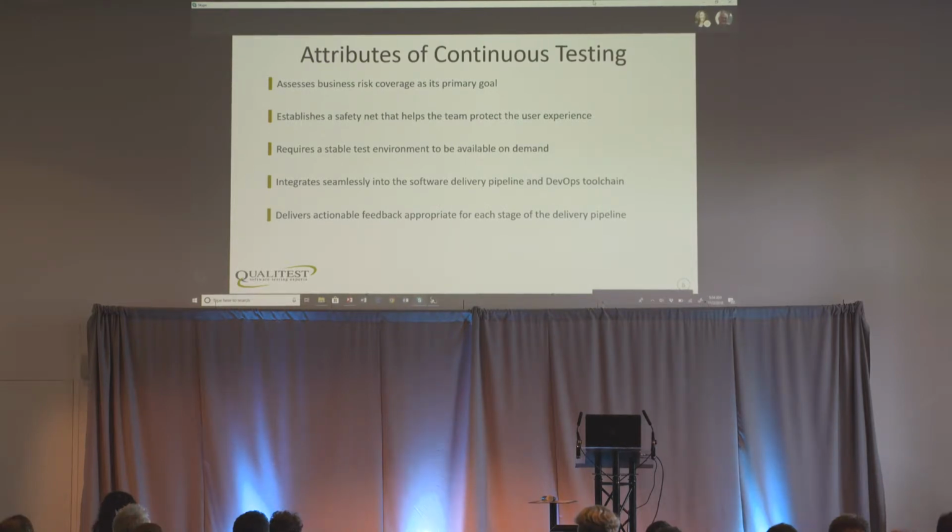And then when we get into talking about continuous monitoring, we'll talk about finding those bugs before they actually cause users any problem. Continuous testing requires stable test environments to be available on demand, and we need to be able to spin those up using service virtualization. Continuous testing integrates seamlessly into the delivery pipeline and the DevOps tool chain. It's really the backbone of the tool chain when you think about it, because without testing, we won't have quality. And quality and velocity are the keys in DevOps. And finally, continuous testing delivers actionable feedback at the appropriate stage for each stage of the delivery pipeline. And the feedback is usually automated. And that's one of the really important keys to the whole process.